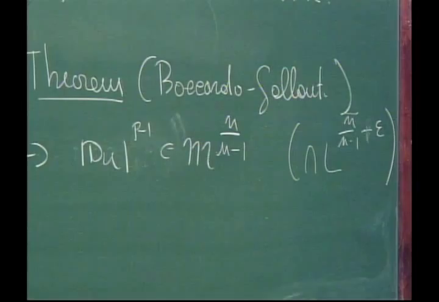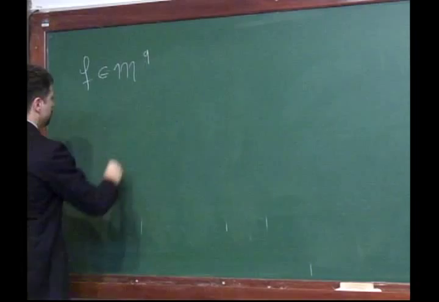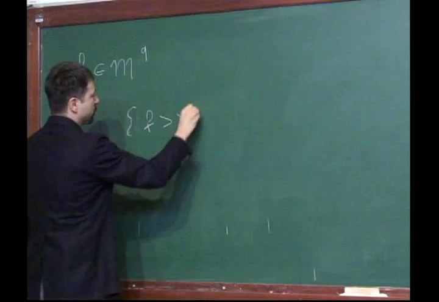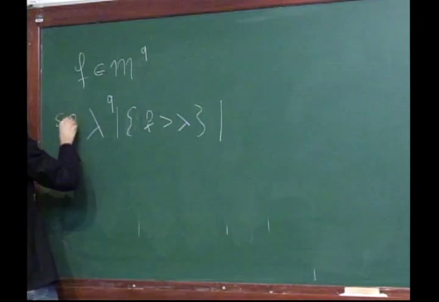But let me recall the definition of Marcinkiewicz space. So you are in M^q, provided you do the following. You consider the level sets of the function. Then you take the measure. You multiply by lambda to the q, you take the sup over lambda, and this sup is finite.